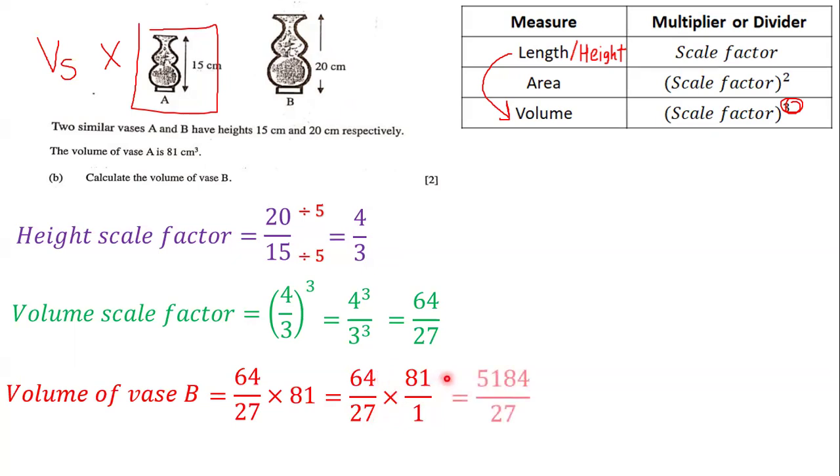64 times 81 is 5,184, and 27 multiplied by 1 is 27. Next, we divide both of these. When we divide, we get 192 centimeters cubed. That means that the volume of vase B is equal to 192 centimeters cubed. How did we get that? All we did was take the volume of vase A and multiply it by the volume scale factor, and that gave us the volume of vase B. And that's the answer to this particular question.